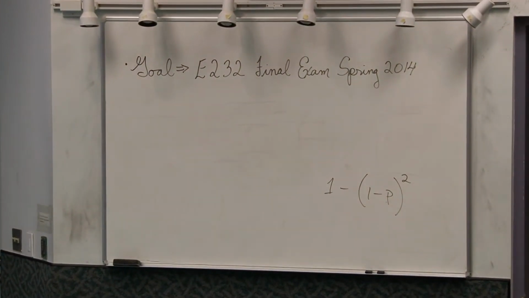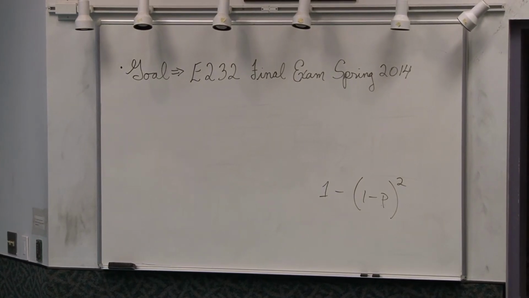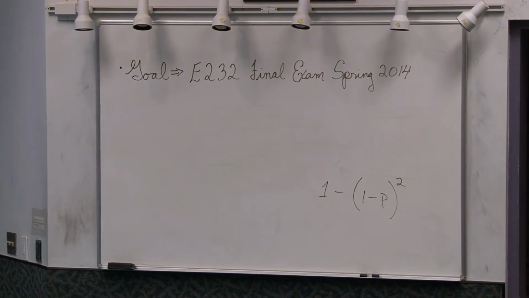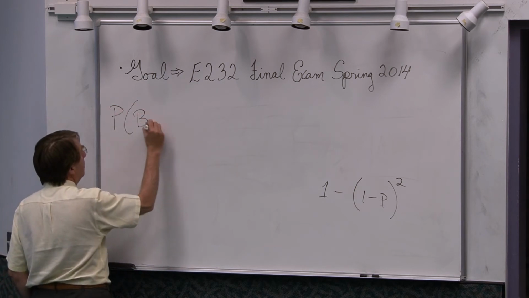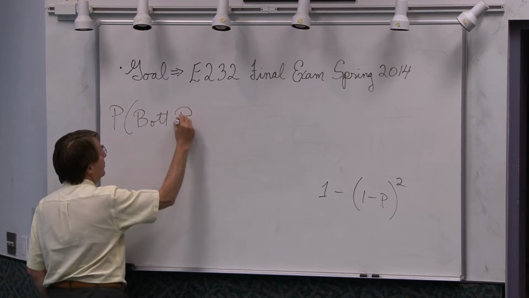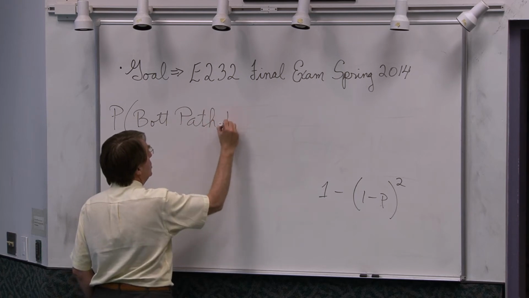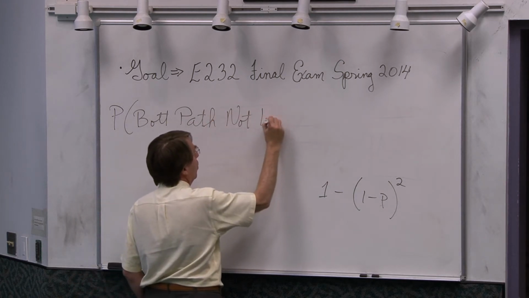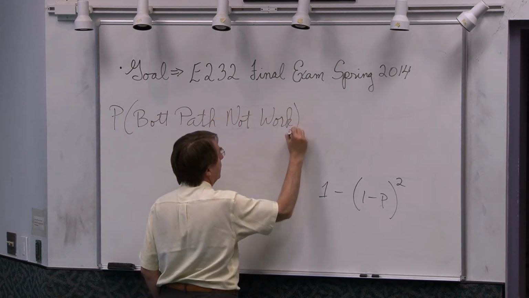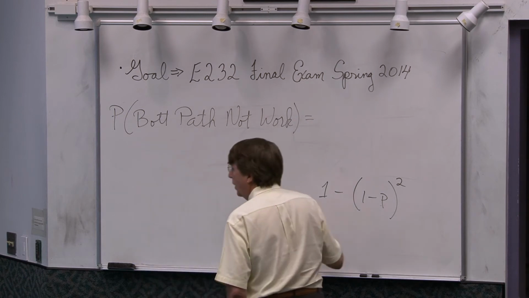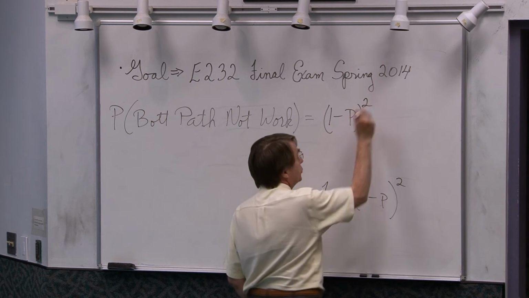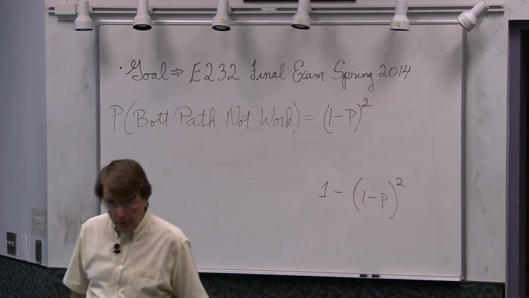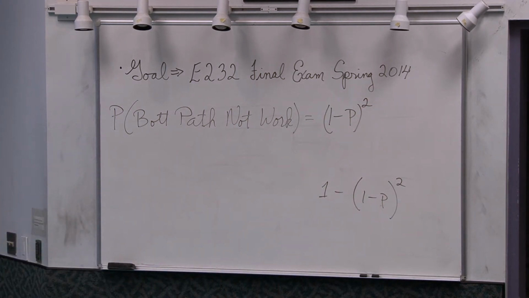All right? So what's the probability of the bottom path not working? Probability of the bottom path not working is 1 minus P squared. Do I have that right? Probability of the bottom path not working is 1 minus P squared.